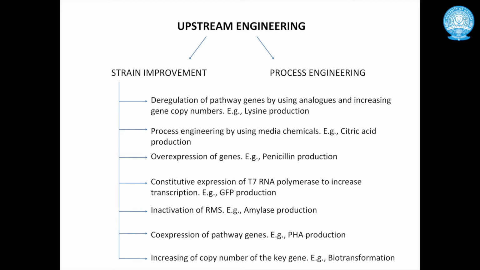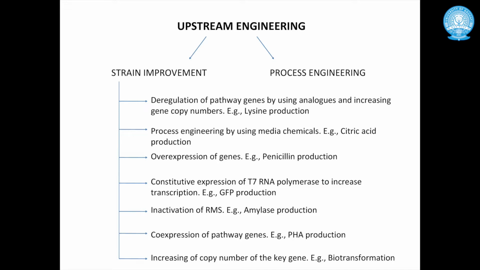In the second example, I will be talking about strain improvement through a strategy of changing media chemicals, and different media chemicals will bring about the improvement of the strain. So for this example, the production of citric acid in industries will be discussed.